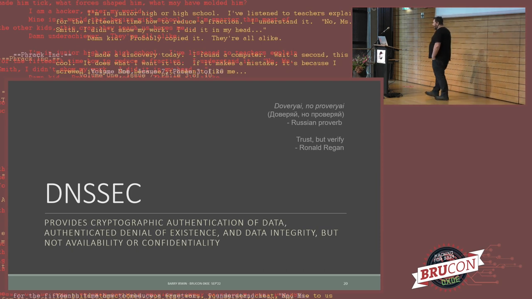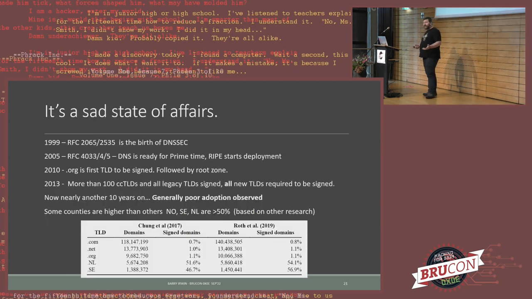But what DNSSEC does is it provides us with strong cryptography. It provides us with a cryptographic method that allows for the authentication of DNS data, and authenticated denial of existence, so we can categorically say, this does not exist. If only people actually went around using it. It's a really sad state of affairs. If we think back to the birth of DNSSEC in 1999, I'm hesitant to ask, but how many people were around in 1999? So DNSSEC may well be older than a fair number of people in the audience.